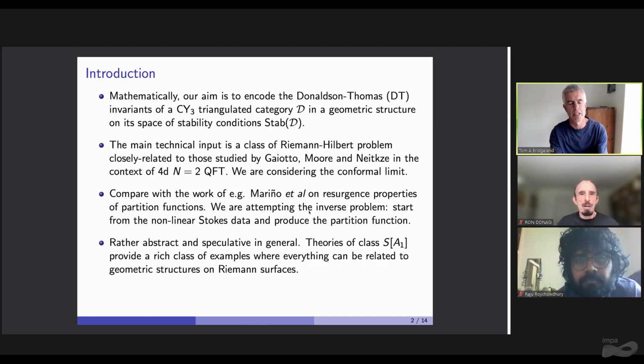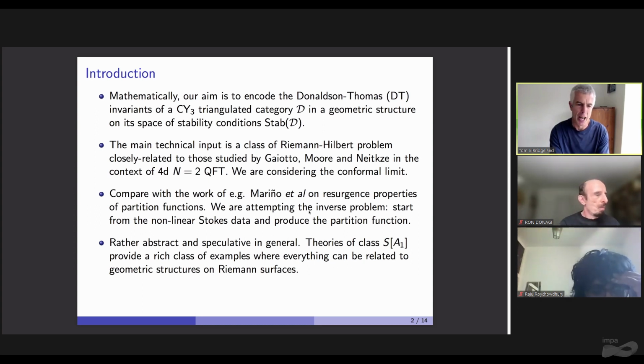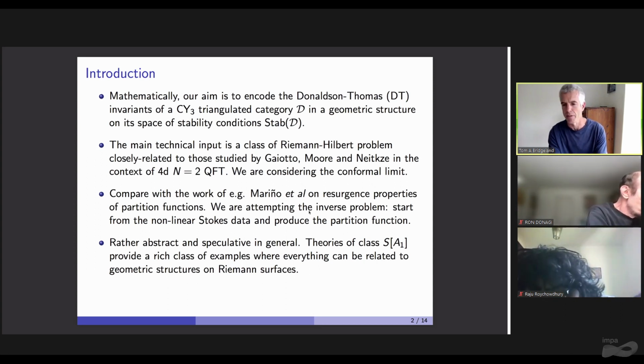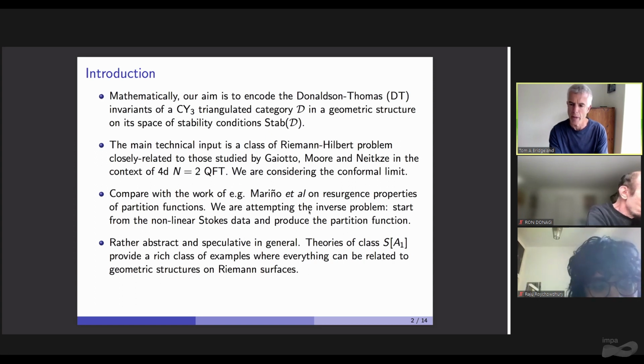This whole subject is rather abstract and speculative in general, but there is some concrete class of examples, which I think in physics would be called theories of class S, with an ADE parameter in there, and I'm taking A1. So this is a rich class of examples where everything relates to things like quadratic differentials on Riemann surfaces, so you can relate things to concrete mathematical objects.